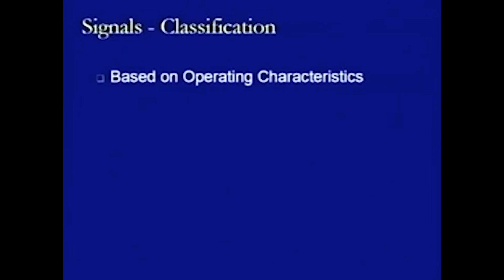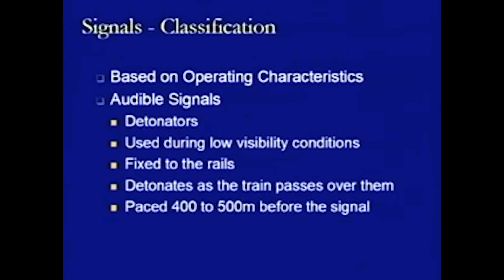Now, if we look at this classification and go into the details of these, then in the case of audible signals, most of the time detonators are used to make a big noise, audible enough to the drivers, so that they become cautious and understand that there is something hazardous, or that signals have been provided ahead of them, so that they should look for them because they have come in very close proximity of those signals.